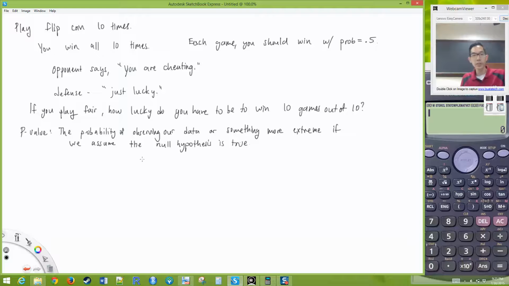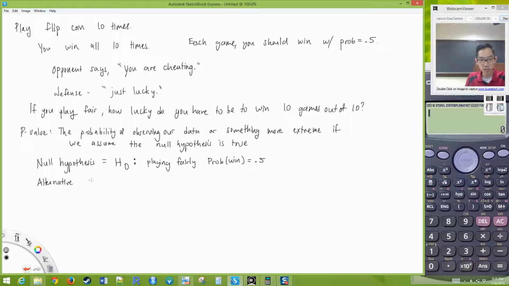So in our case, our null hypothesis, which is written as H0 for the null hypothesis, is that you are playing fairly. Or in other words, the probability of a win is equal to 0.5.